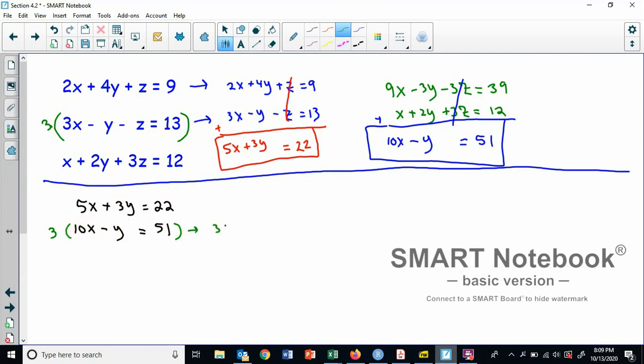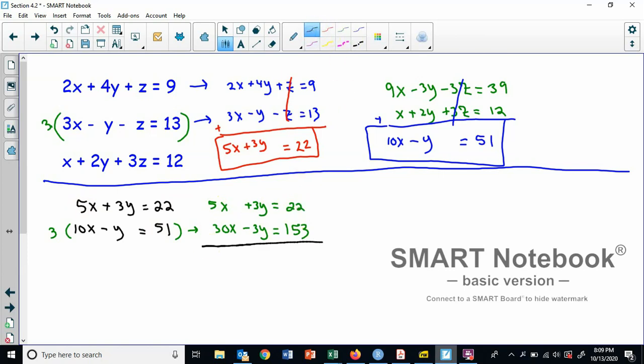30x. 3 times minus y is going to be minus 3y equal sign. And 3 times 51 will be 153 if I did it right in my head. Yeah, I had to think a second. And let's just carry this one over. 5x plus 3y equals 22.